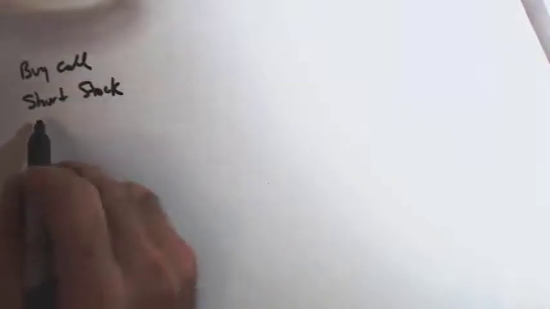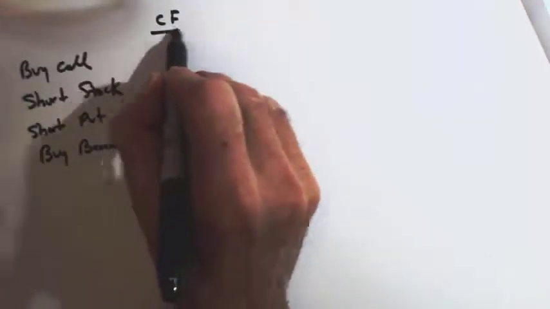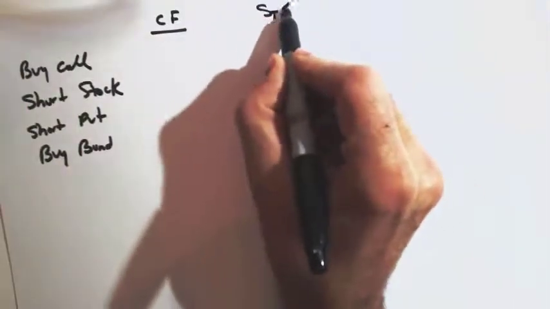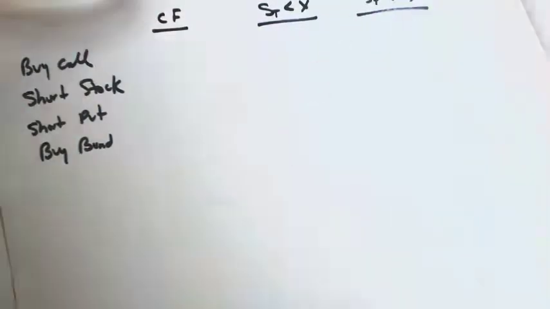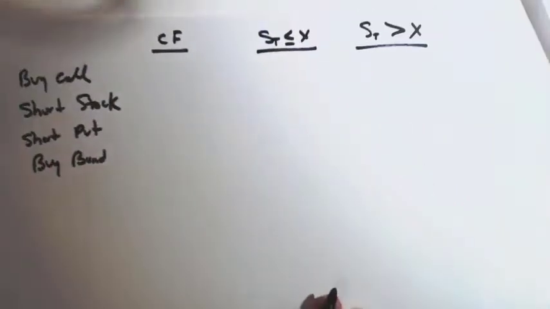Okay, so here I'm going to buy the call. I'm going to short the stock. I'm going to short the put. I'm going to buy a bond. I'm going to look at it in terms of cash flow today. And then I'm going to look at it if the stock price is less than the strike and if the stock price is greater than the strike. So I got every condition paid off. Doesn't matter where the equal sign is. Okay?